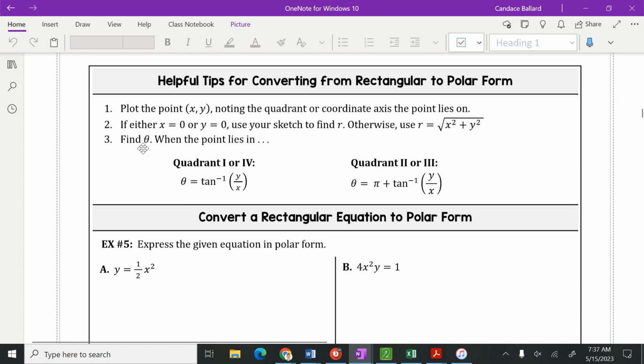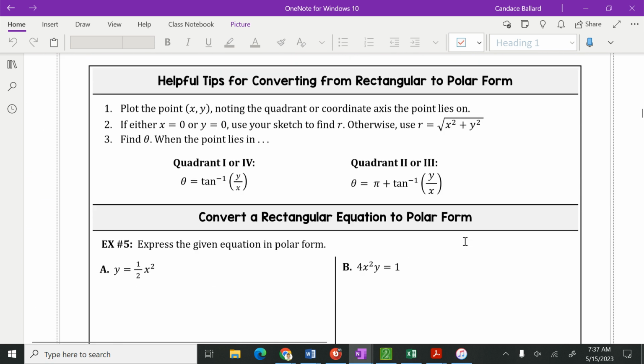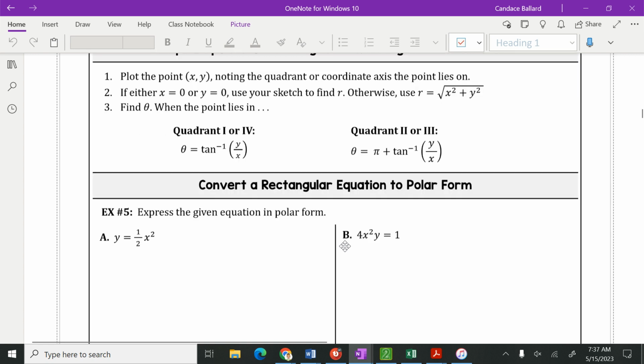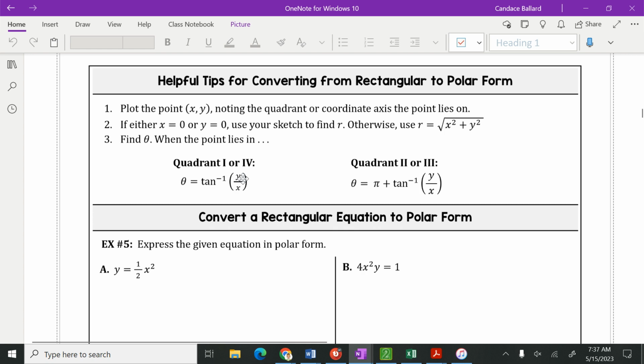And then you need to find theta when the point lies. So remember when we're doing theta, it was tangent equals y over x. In order to reverse that and solve for theta, we have to take the arctangent. This is something we've known for a while, that arctangent really only exists in quadrants 1 and 4. However, if we're in 2 or 3, we'd have to add pi to it. We'll see if that comes up. I'm not sure that it comes up in this set of notes. I didn't notice it when I was going through, but maybe it does.